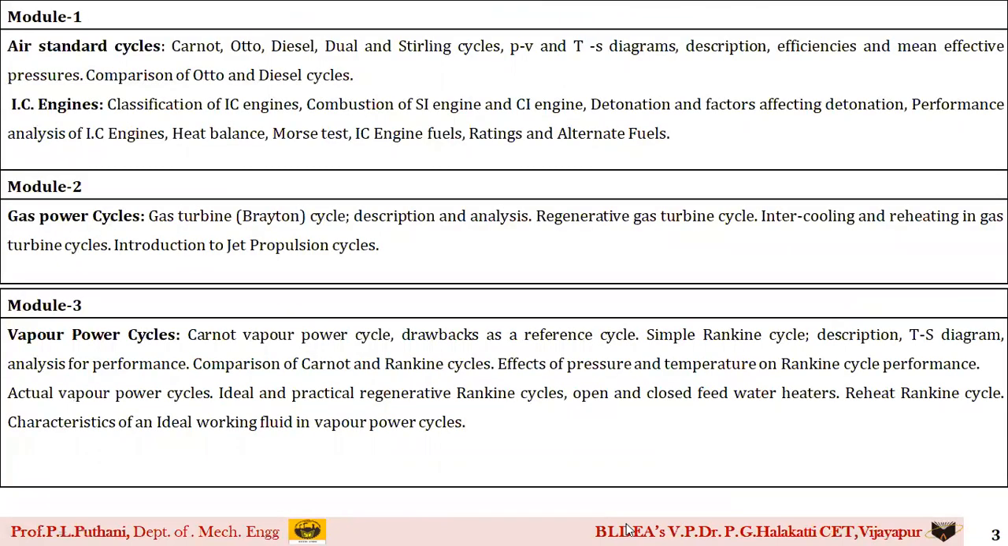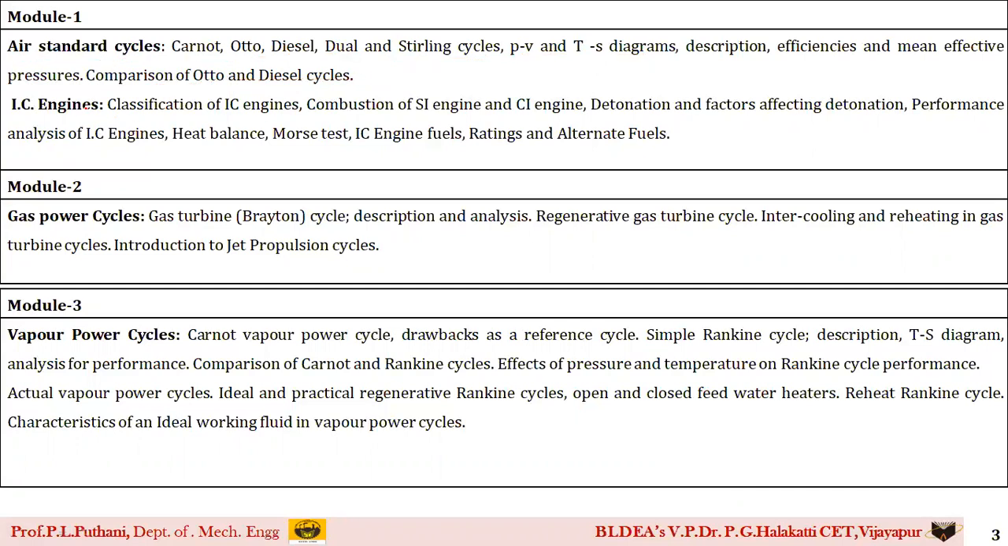Now with respect to the syllabus, students, in module number 1, we will be dealing with the air standard cycles, where air is used as the working fluid for studying the thermal efficiency of the Carnot cycle, Otto cycle, diesel cycle, dual cycle, and Stirling cycle with their respective PV and TS diagrams. You will also compare the Otto, diesel, and dual cycles. This is module number 1, part 1.